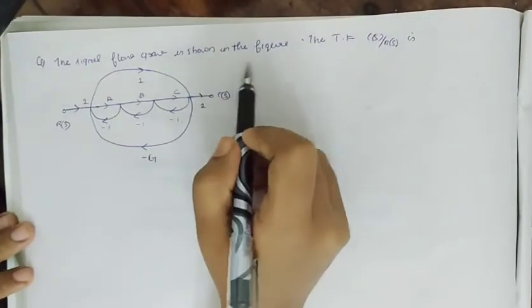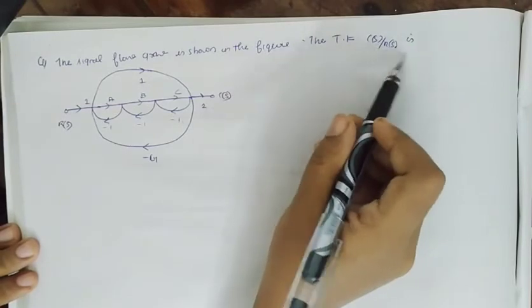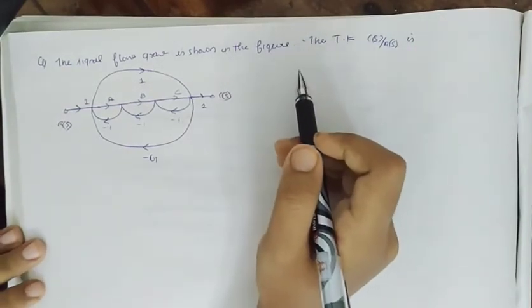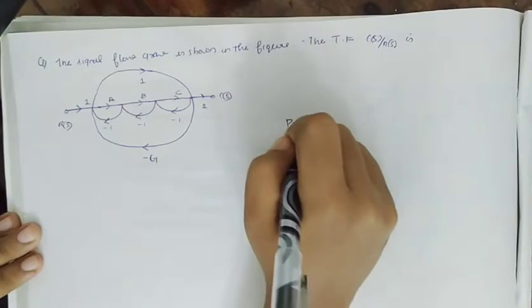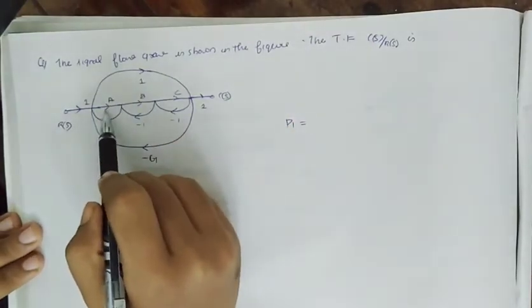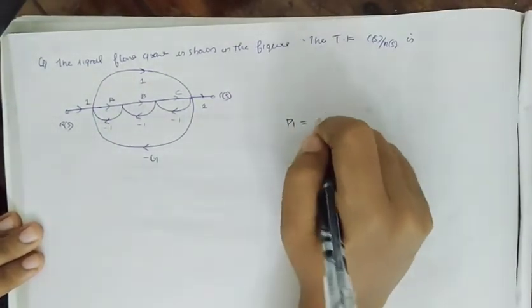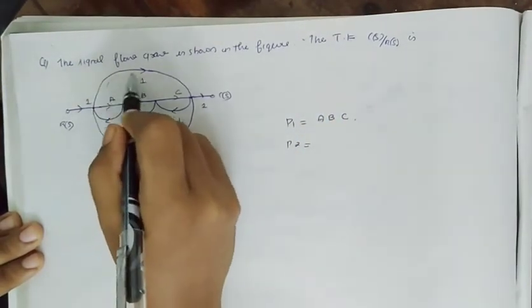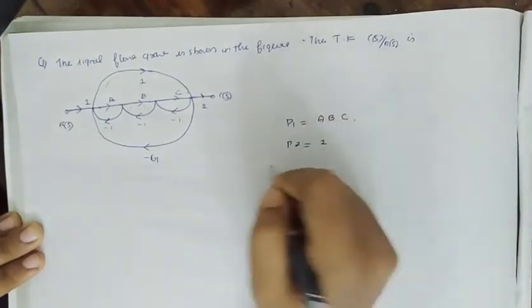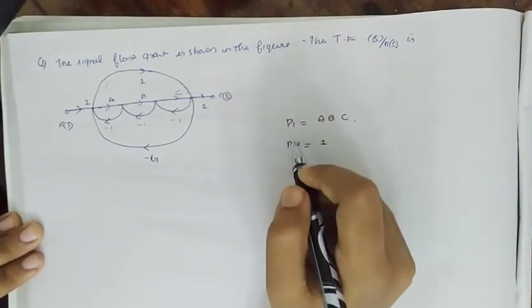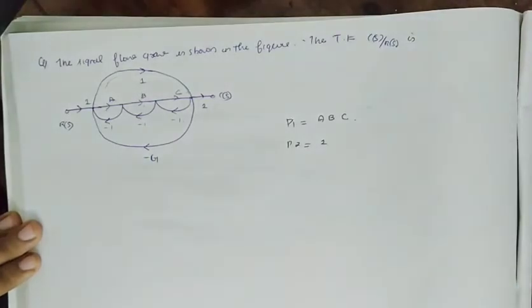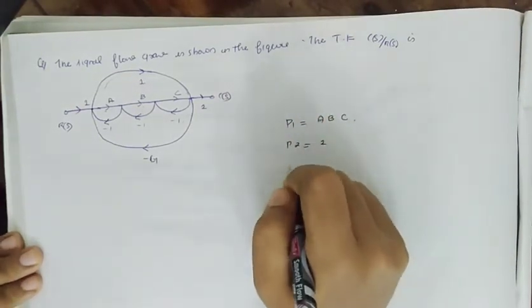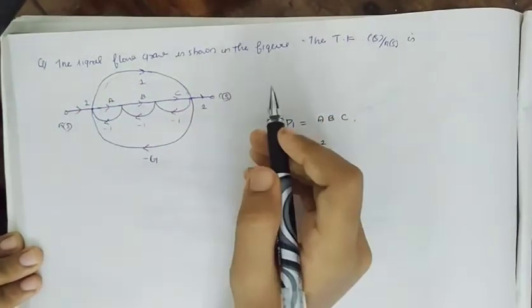The signal flow graph shown in the figure, transfer function C of S divided by R of S. Okay, now first of all we have to find out the forward path. That is one is A, B, C. The other forward path we will see can go from here to here, right? The other forward path is 1. And is there any other forward path? No, right? And delta 1, is there any non-touching loop?